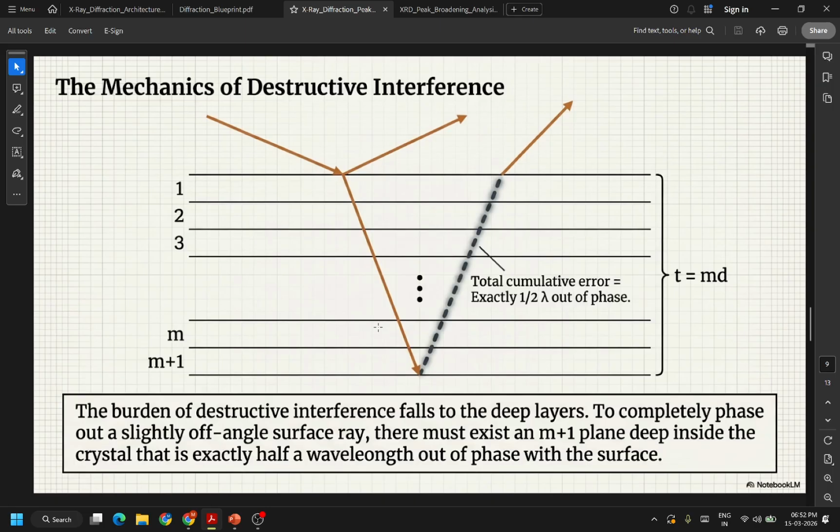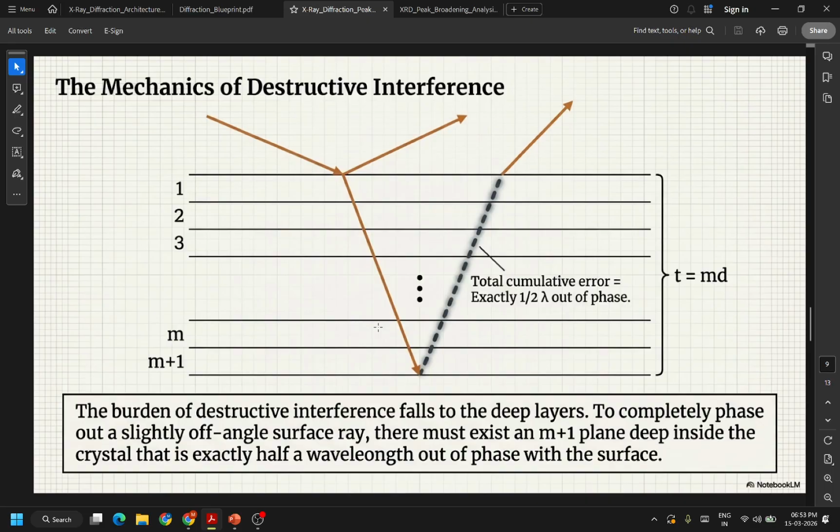So the total cumulative error is exactly half of lambda, that is, out of phase. So the burden of destructive interference falls to the deep layers, because deep layers are scattering at a higher angle, are creating a larger path difference, which will help us create a more intense destruction.